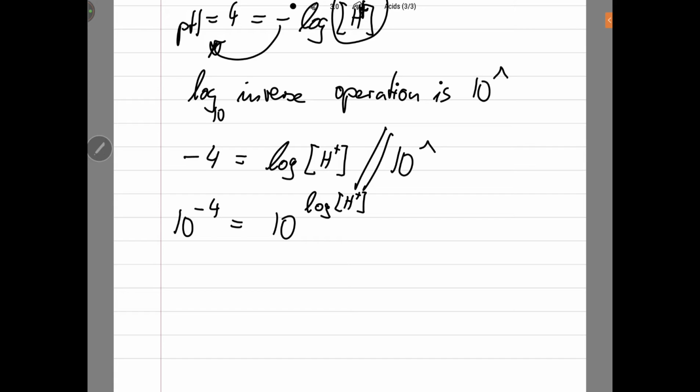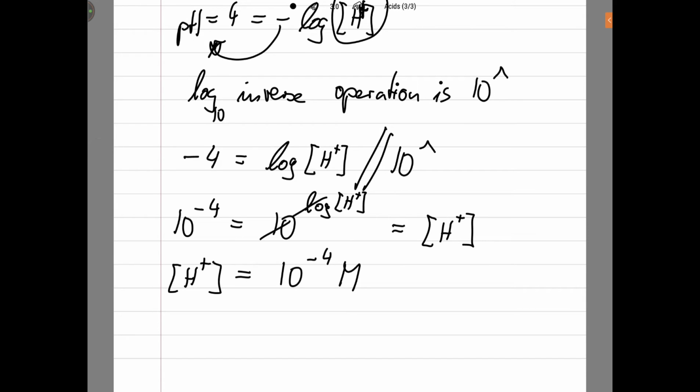And basically, like with fractions, the inverse operation cancels out the operation. So 10 and log cancel each other out. And all I've got here then is the proton concentration. Or if you want to write it in a slightly different form, proton concentration equals 10 to the -4 what? Bananas? Turkeys? Moles? Molar. Mole per liter. Yeah?